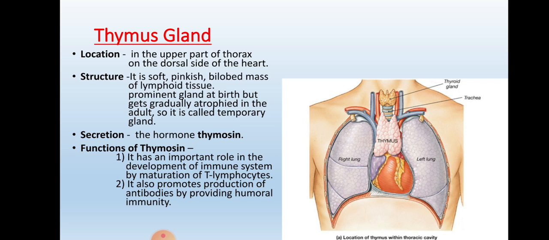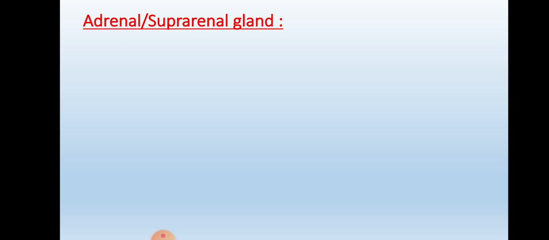The second function of thymosin is that it promotes production of antibodies by providing humoral antibody mediated immunity. When a pathogen attacks, the body produces some protein chains, immunoglobulins. These are called antibodies, and that production is promoted by the thymus. So it has an important role in immunity.